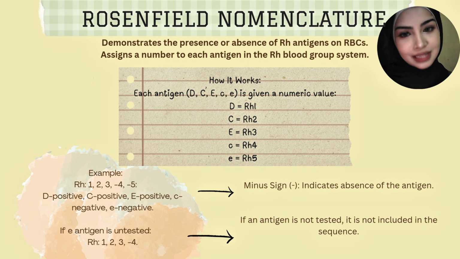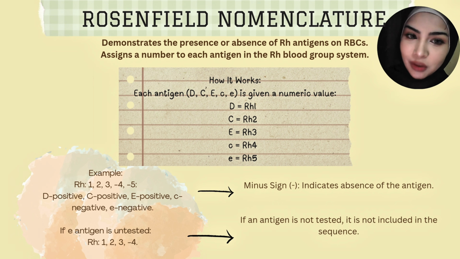So next, we're going to be discussing Rosenfield nomenclature. Rosenfield nomenclature demonstrates the presence or absence of Rhesus antigens on RBC. It assigns a number to each antigen in the Rhesus blood group system. So how does it work? Each antigen, D, C, E, small c and small e, is given a numeric value. For example, D is called Rhesus 1, C Rhesus 2, E Rhesus 3, small c Rhesus 4, and small e Rhesus 5. A minus sign indicates absence of the antigen.